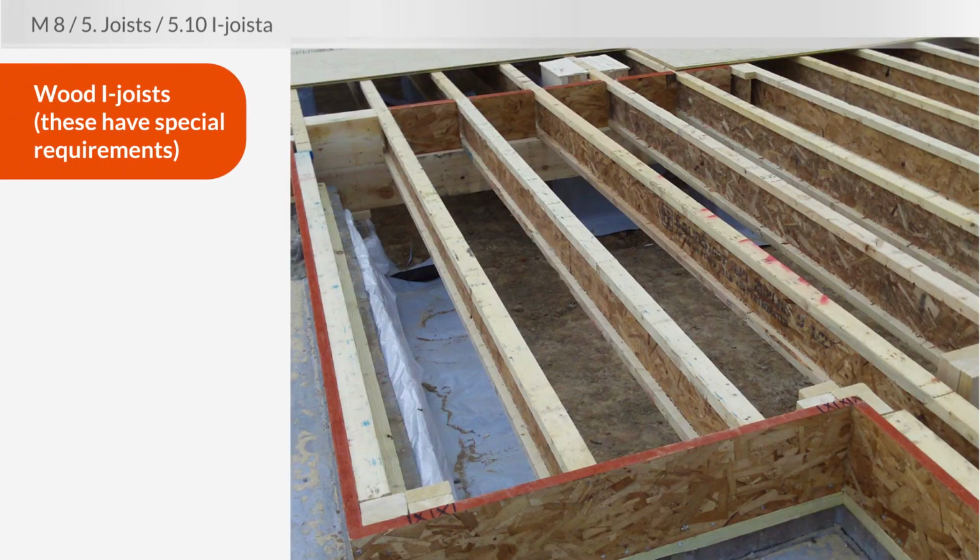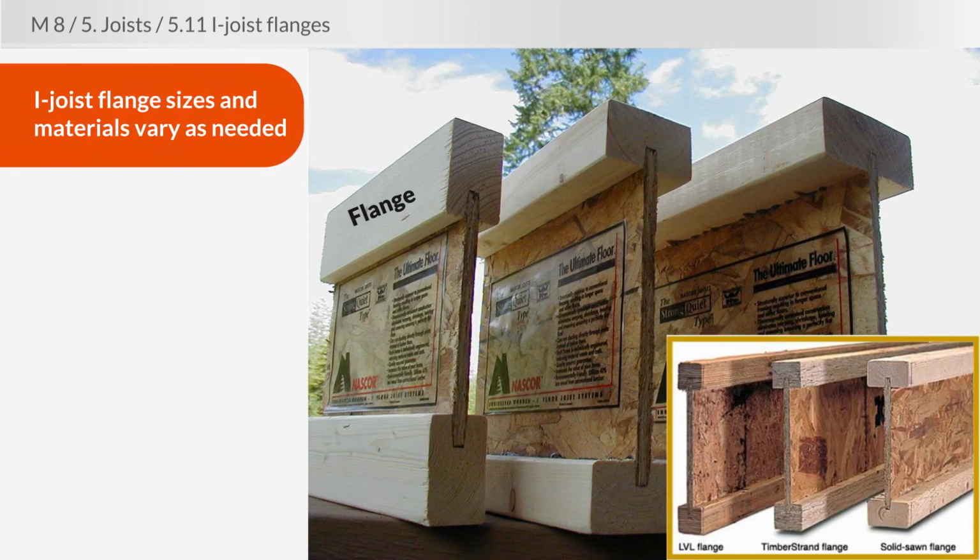Then we have wood I-joists, which are a lot easier to look at. Wood I-joists have some very special requirements which we're going to cover. First of all, I-joist flange sizes and materials vary as needed. So if you look at the inset photo, you can see flanges that are made from laminated veneer lumber, timber strand, or solid sawn, in other words, solid wood. But I-joists have an OSB web that's just 3/8 of an inch thick. They're all the same that way.